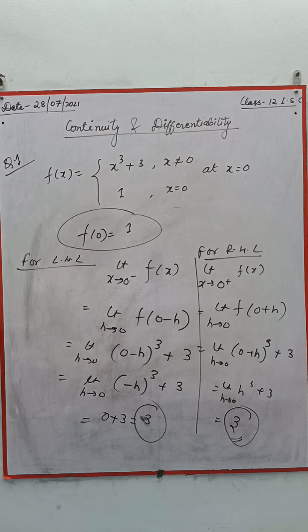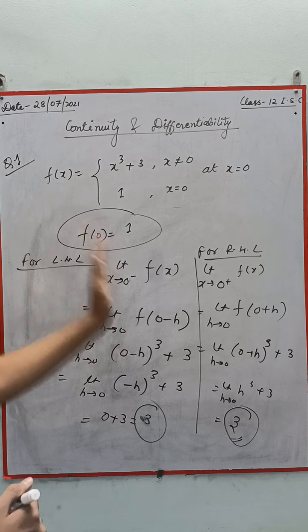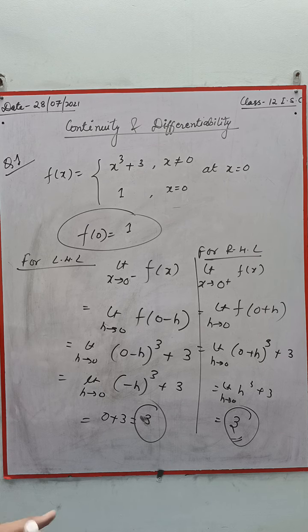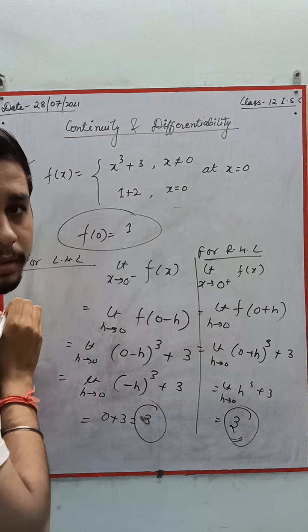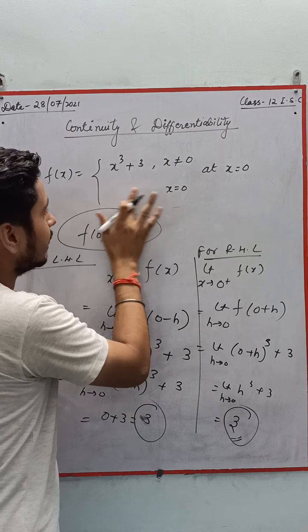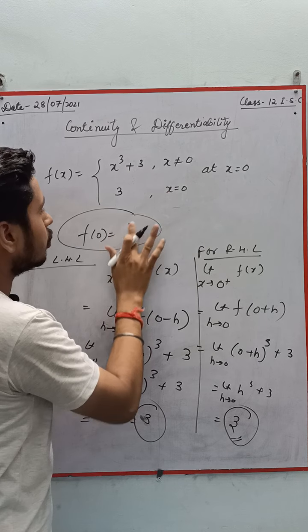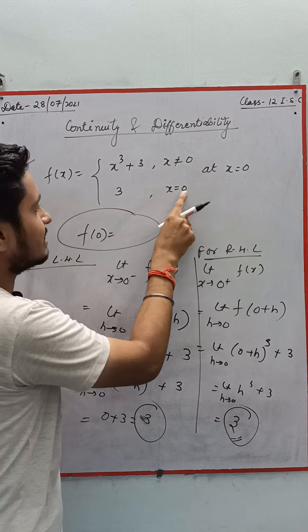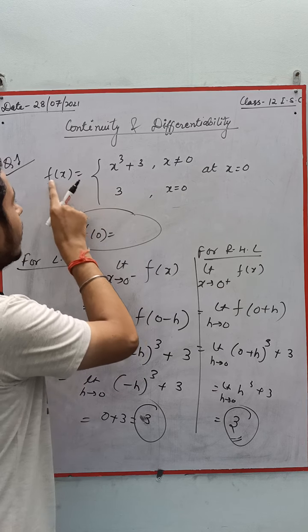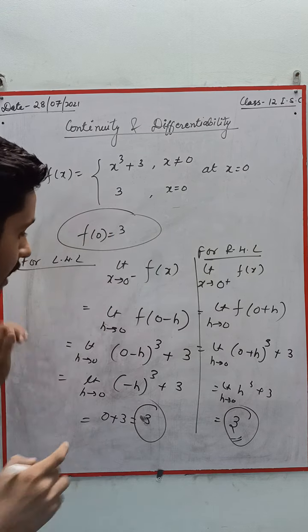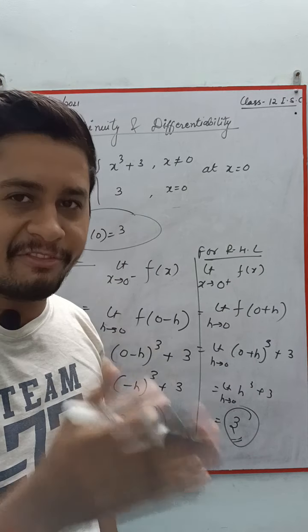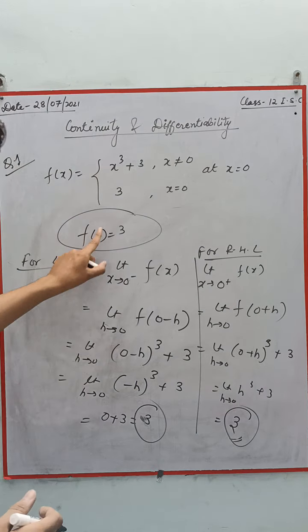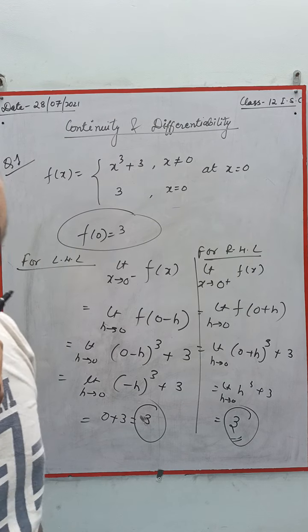Now what is a removable discontinuity? How can you remove this discontinuity? If I add 2 here, it will become 3. So if x is equal to 0, I am getting 3 as the value. So f(0) is equal to 3. Now can you say this function is continuous? Definitely yes, because these 3 values are equal.